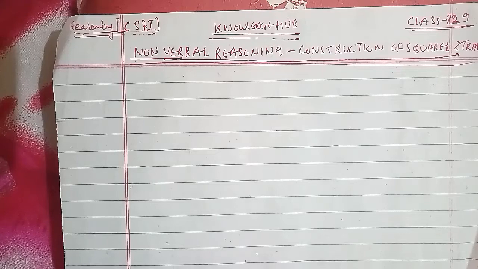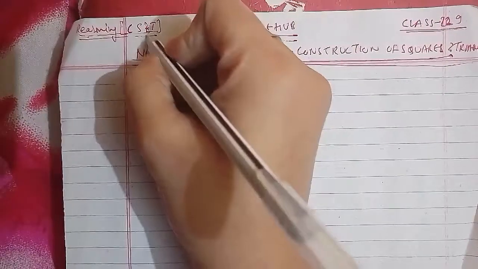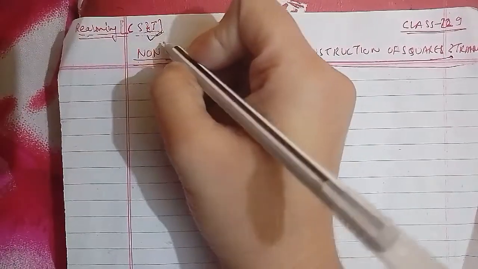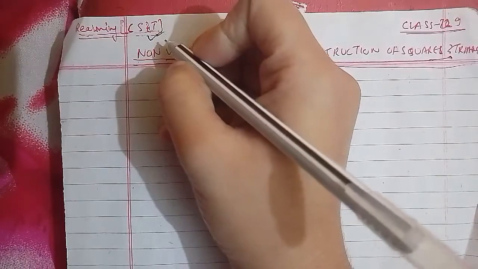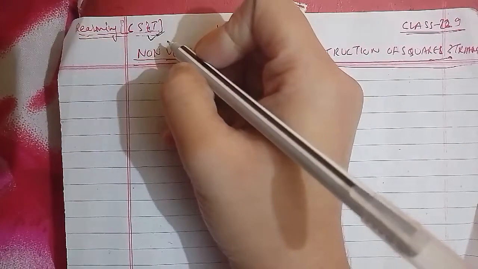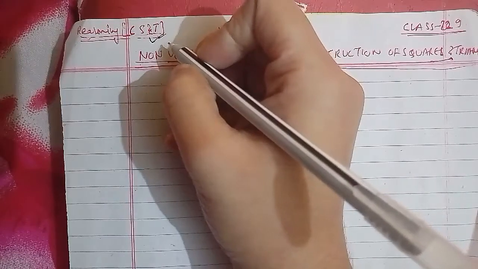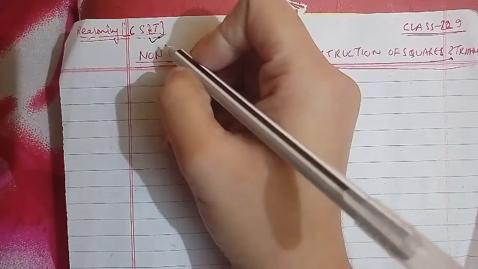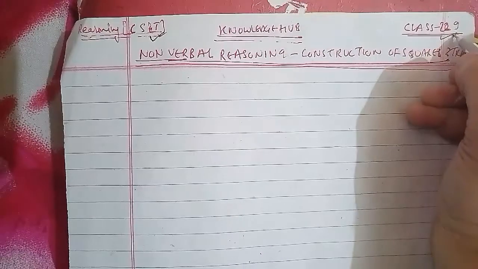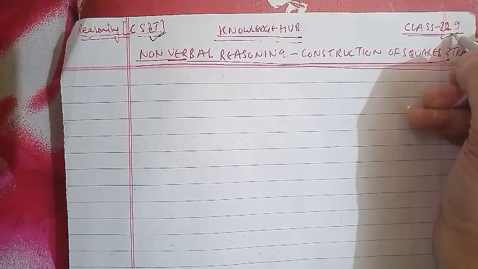Today we're going to start with reasoning, which is the constructions of squares and triangles that we have discussed here in detail. This is also important, as I told you beforehand. This is your 229th class, where we had done 228 classes in the last classes.